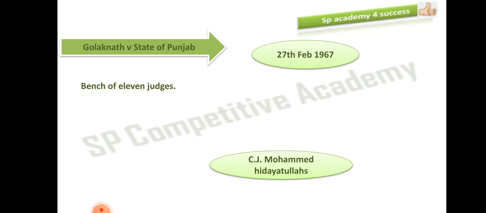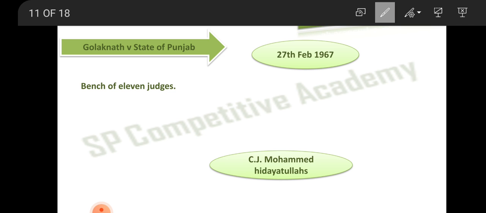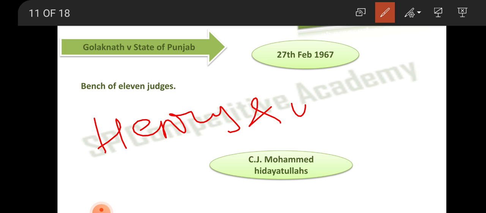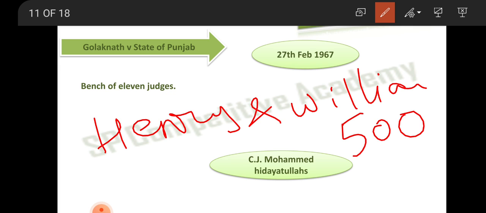In this case, let me tell you the interesting facts, a small introduction about this Golaknath case. Two brothers, Henry and William Golaknath, were owning 500 acres of land. Both the brothers had 500 acres of land.